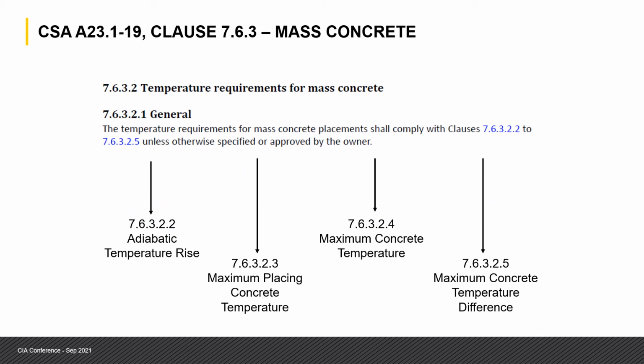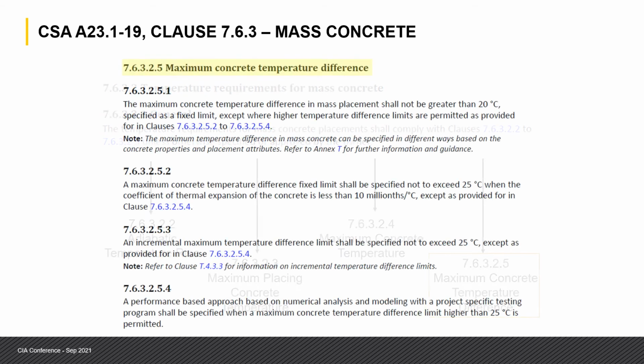And I think the most interesting requirement that we have now in the standard is the maximum concrete temperature difference limits. In this case, similar to what I showed you earlier in the slides, we now have 4 different cases that you can use to implement maximum temperature differentials. The first one is a default of 20 degrees Celsius regardless of the materials or the mix you have. The second one is a 25 degrees Celsius temperature differential if you can qualify that you have a low coefficient of thermal expansion concrete, in this case less than 10 millionths per degree Celsius.